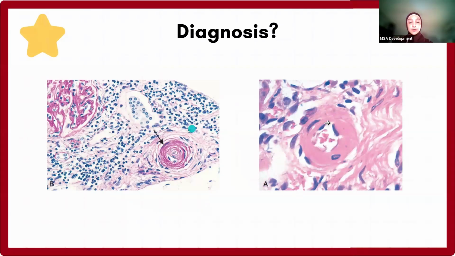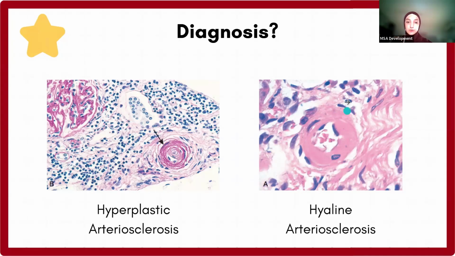So we have two pictures over here. Can anyone guess what these two are? Perfect. So we have hyperplastic arteriosclerosis and hyaline arteriosclerosis. Both of these, from their names, are subtypes of arteriosclerosis. Starting off with hyperplastic, we're going to start with the two identifying features that led you to the answer that this is hyperplastic arteriosclerosis.